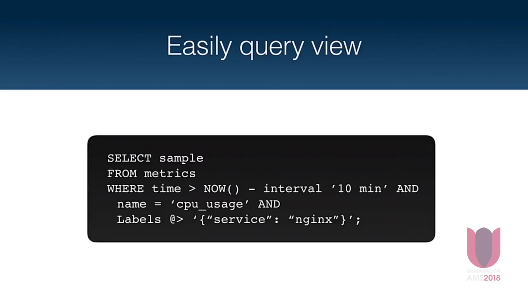You can easily query this view with a query that looks like this. You want to get the last 10 minutes' worth of data from the CPU usage time series, and you query the labels using the standard JSONB query syntax that already exists in Postgres.